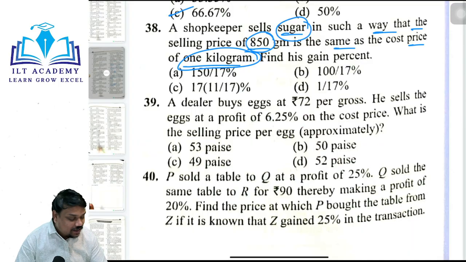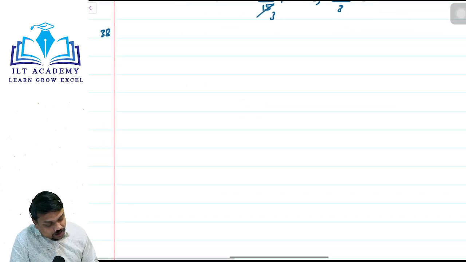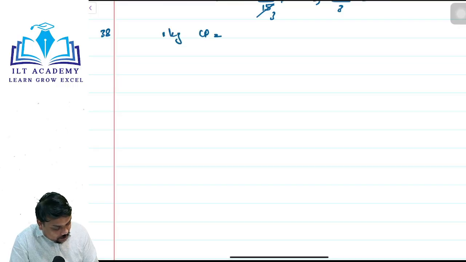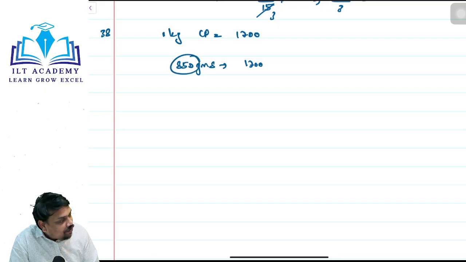It is very simple. 1 kg cost price is suppose 1700. Sir, why did you take 1700? LCM 850 का डबल में कर दिया ब्रेन में थोड़ा बहुत. 850 twos are 1700. So that is the reason I have taken that. अब देखो, suppose 1 kg cost price is 1700. 850 grams का कितना है? सेलिंग प्राइस इज 1700.